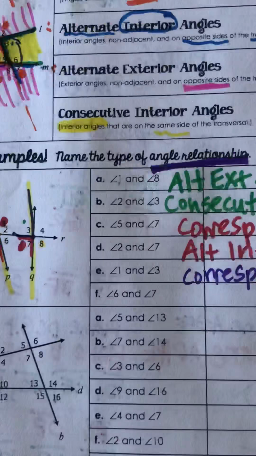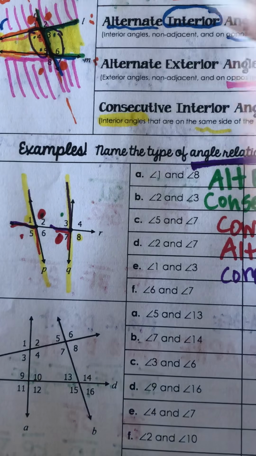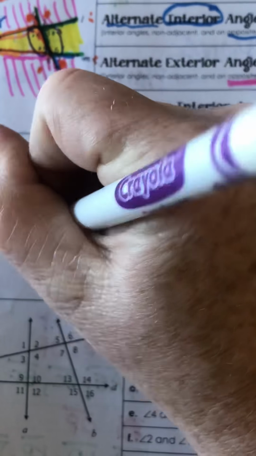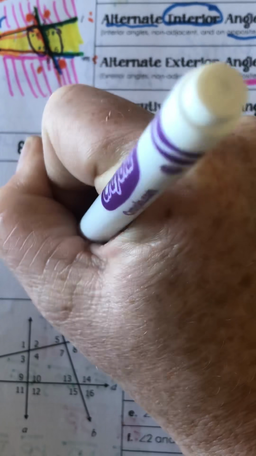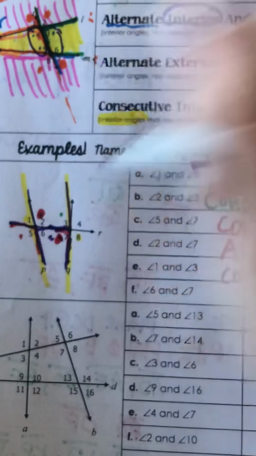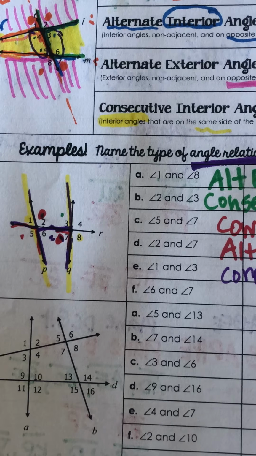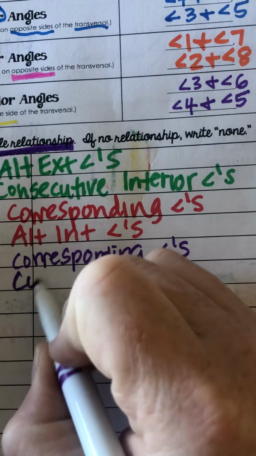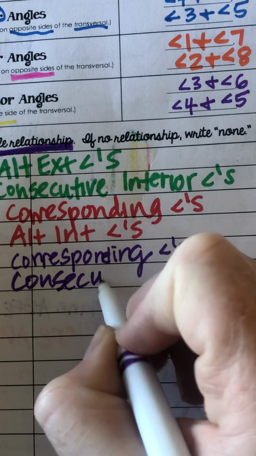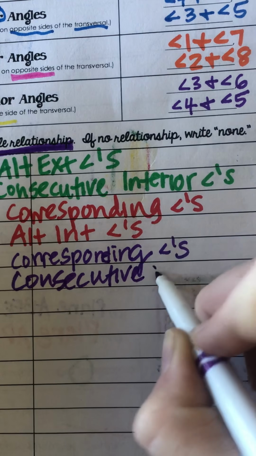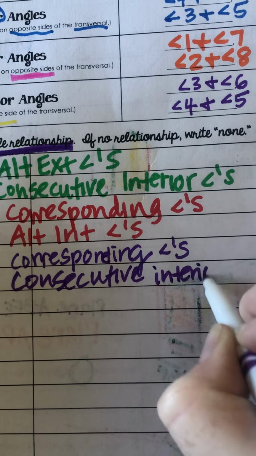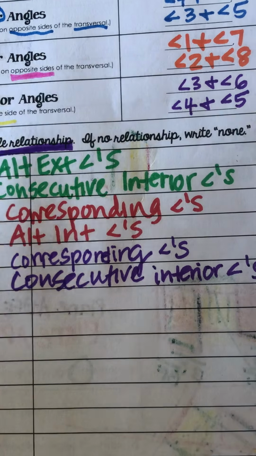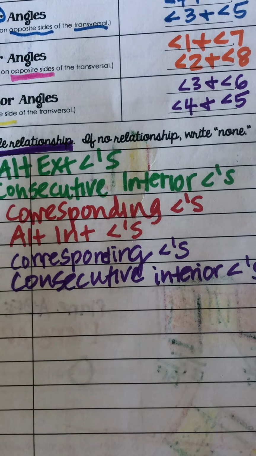All right, 6 and 7. Last question here. So angle 6 and angle 7, both of these. All right, well, they're on the same side and they're on the interior of the line. So that is a consecutive interior set of angles. Okay.